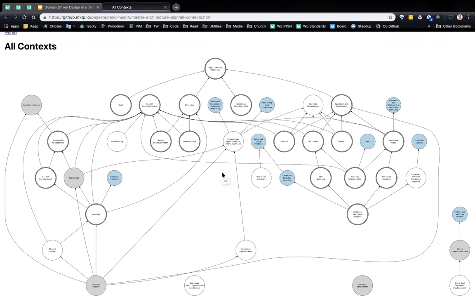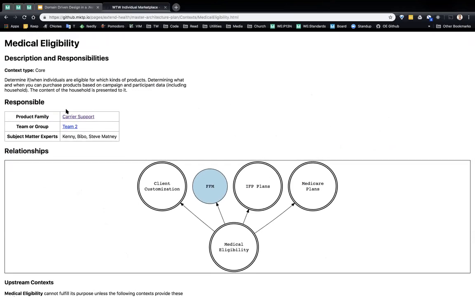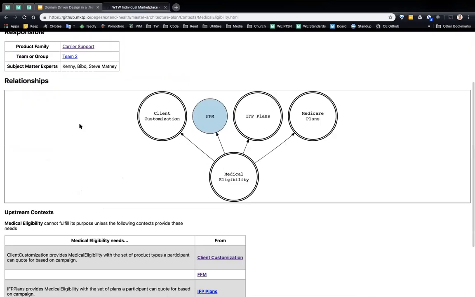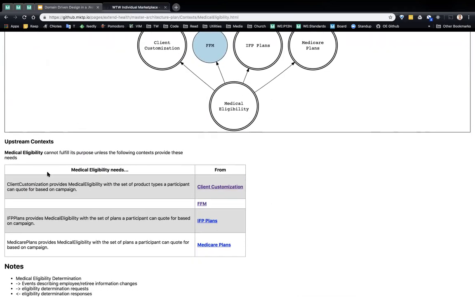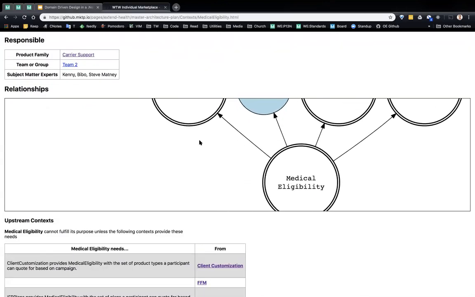This is the first step in identifying those boundaries and coming up with domain models for each one of these boundaries. For the FFM that we're working on, here's our boundary. We're part of the Medicare eligibility boundary, and within that we have four of these types of eligibility solutions. And you notice here that they're listing the product family that owns it, what team owns it, who the subject matter experts are, upstream and downstream dependencies, and there's going to be more added to this in the near future that the architects are working on.